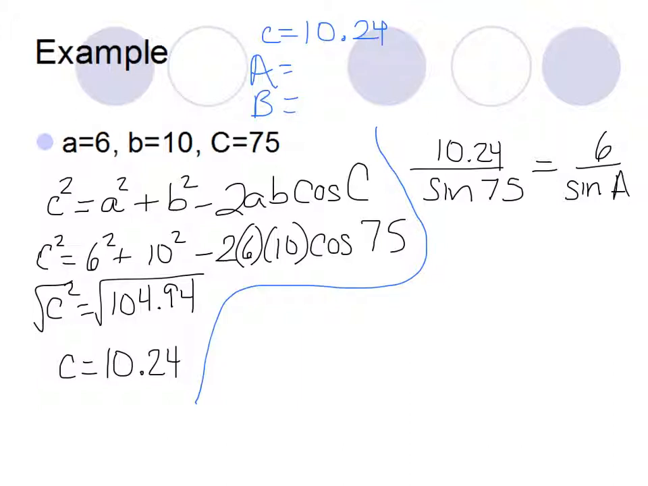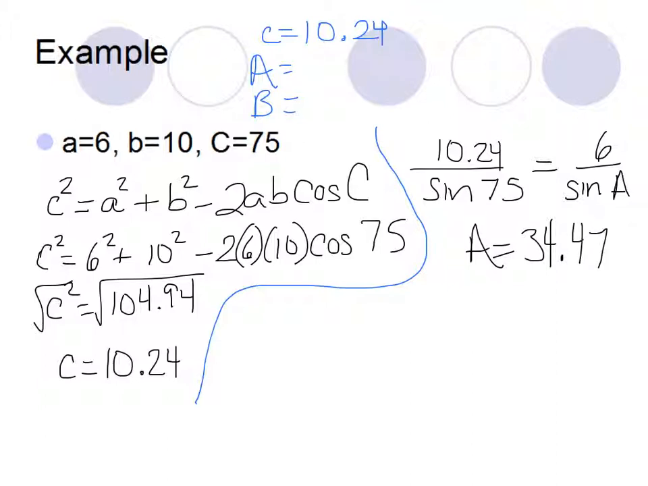So 6 times the sine of 75, divide that by 10.24. Remember that you're always closing that parenthesis. I end up with a 0.57. But since I'm looking for an angle, I know I'm going to do second sine, second answer. And so I get angle A to actually equal 34.47.